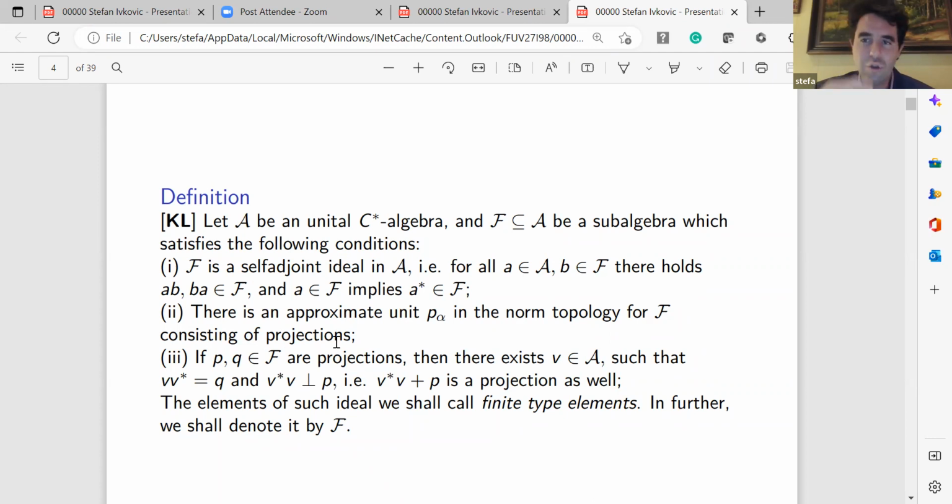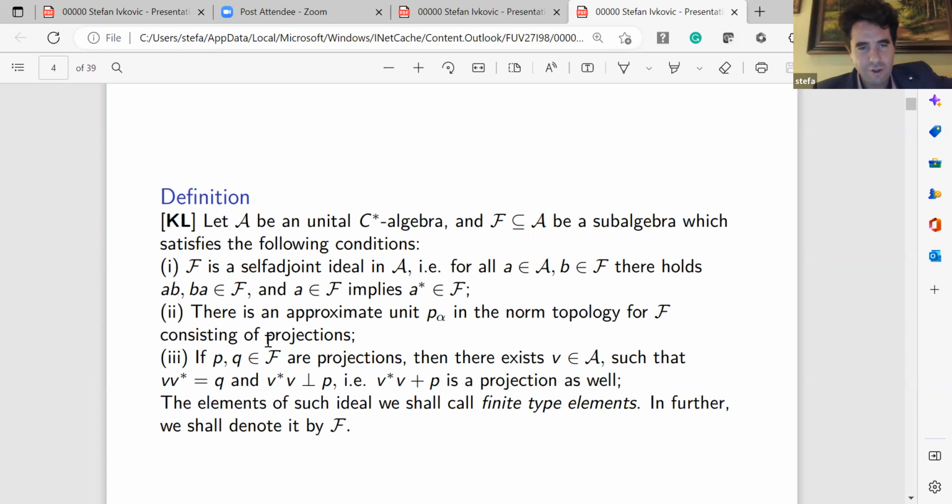And as you recall, for compact operators, we have it actually. The ideal of compact operators is a self-adjoint ideal. And also we have projections which are the projections onto the finite span of the basis of orthonormal vectors. So really this imitates this in a more generalized setting. And also we wish to be able to relate arbitrary two projections in this ideal.